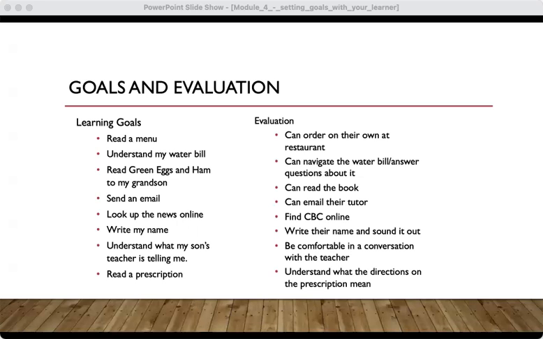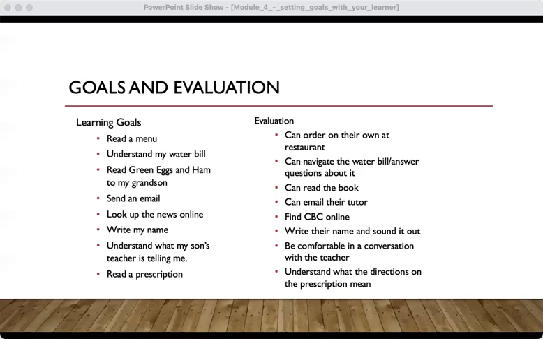For read a menu, well, can they order on their own at a restaurant? Understand their water bill. Well, can they navigate the water bill and answer questions about it? For reading Green Eggs and Ham, can they read it? Send an email, have them email you. Look up the news online. Maybe you can have them help find CBC online. Write their name. Well, if they can write their name and sound it out, that is pretty good evidence that they've accomplished it.